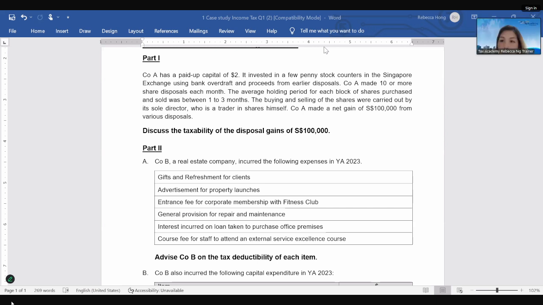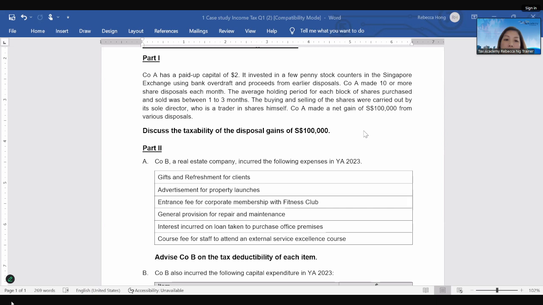Any other questions for this? Okay, so we look at the badges of trade. The badges of trade are at slide 44 to 46. We use these badges of trade to apply in this kind of situation.